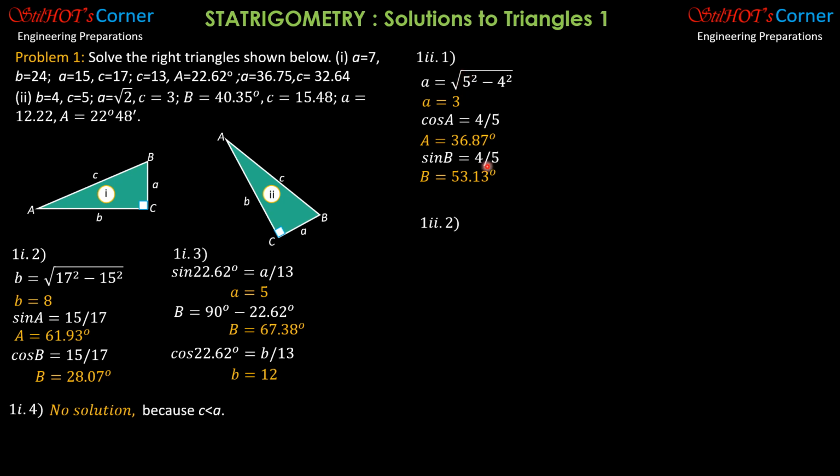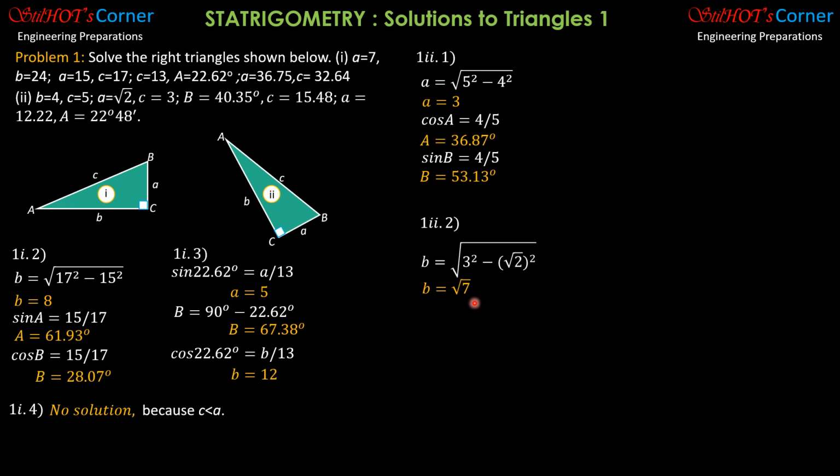We proceed to 1.2.2. This time A is given as square root of 2, C is 3. So B is square root of 3 squared minus square root of 2 quantity squared, and that is square root of 9 minus 2, so square root of 7 units.